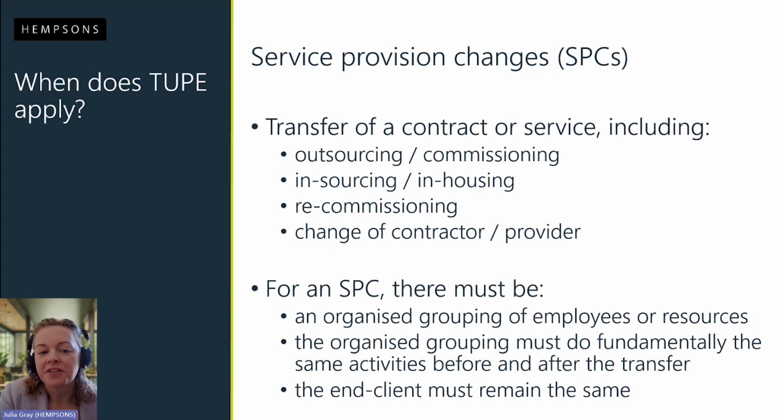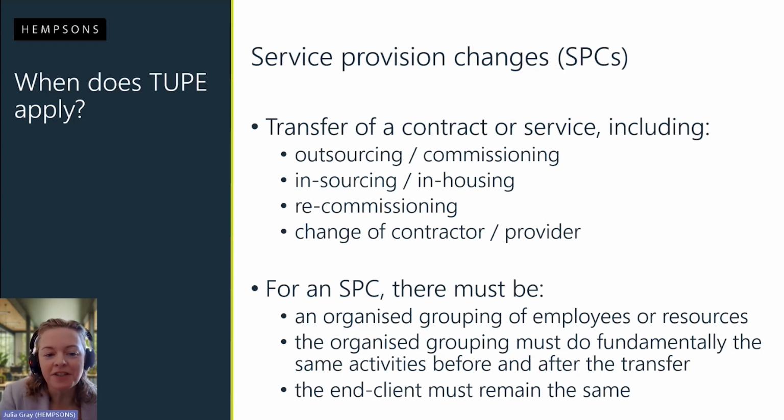Imagine you've outsourced something like the catering. If that company subcontracts again to a different company, then that's what we would sometimes call second generation outsourcing. So there'd be another TUPE transfer potentially to that next generation of outsourcing.